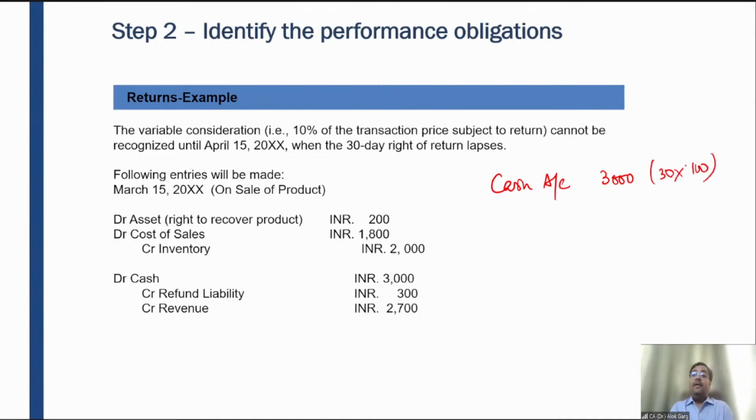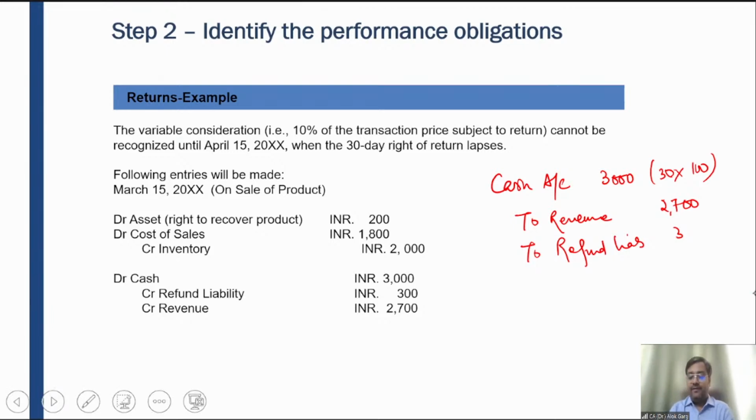Right? But you need to recognize revenue only to the extent of how much percent? Only to the extent of 90%, because you are expecting, as per the past experience, that 10% is going to be refunded. So you need to recognize revenue of 2700. The difference you have to recognize as a refund liability of 300, till the time this period is not finished.